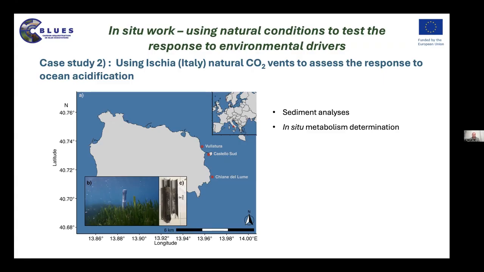And in this site, we have gradients of pH, so naturally low pH. We have different sites, but it goes from a pH of about 7 to 7.8, to then our control at a pH of about 8. So we have a pretty nice gradient of pH conditions. Here you can see on these photos how it looks while we have those bubbles coming from the seafloor. And what we did at this site is we did analysis of the sediment, which I'll present to you, and we also did some analysis of the community metabolism.